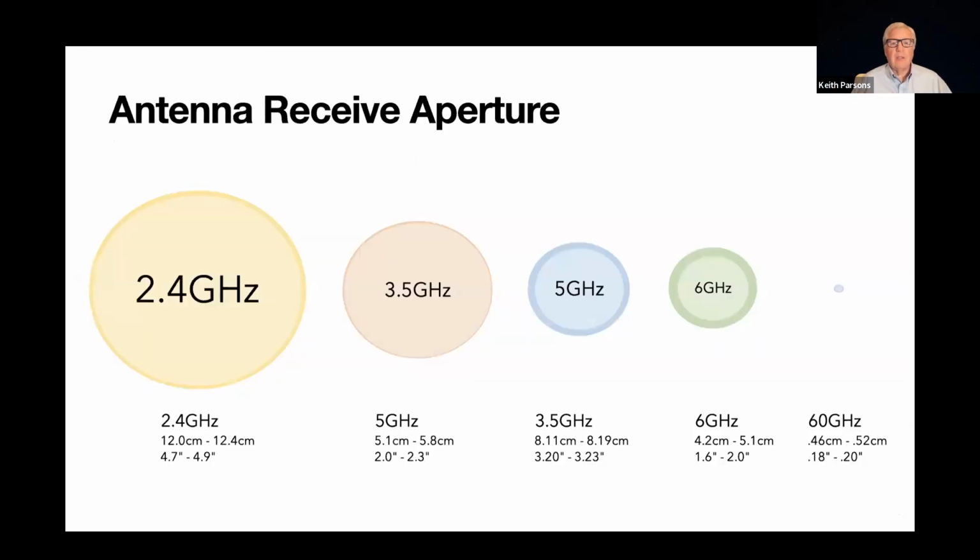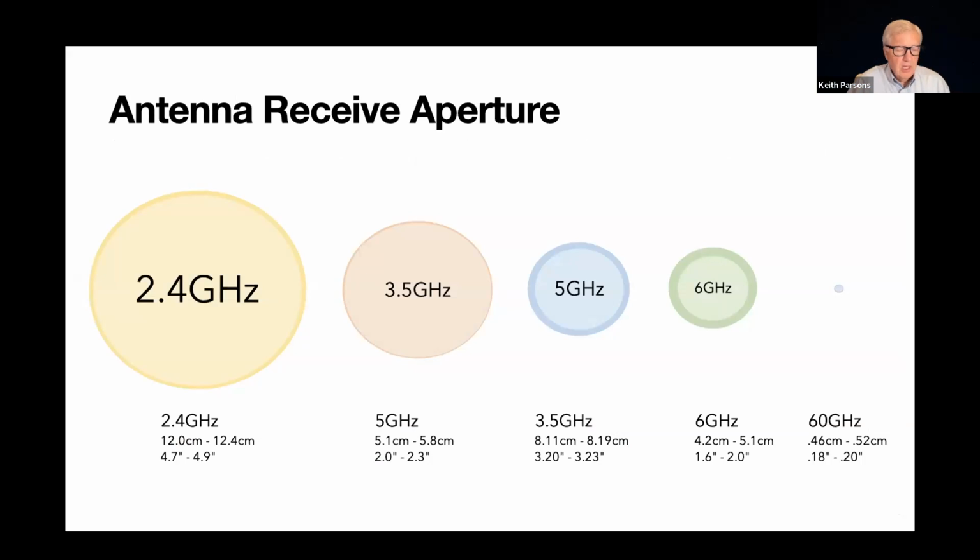So let's talk about receive aperture. This is a concept a lot of people don't get. And if you don't get it, you should. I'm just saying, let's talk through this, because this is the why 2.4 and 5 gig are different.